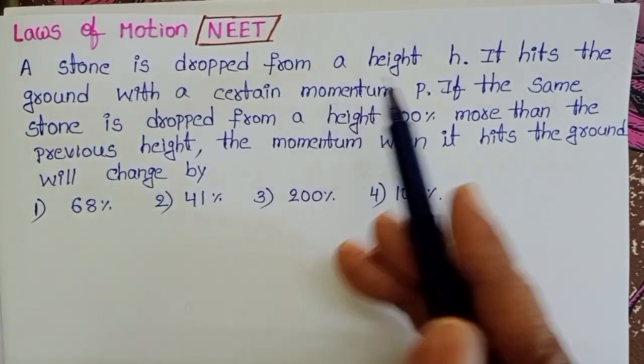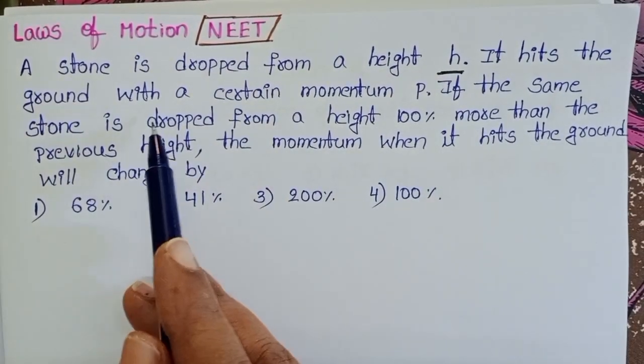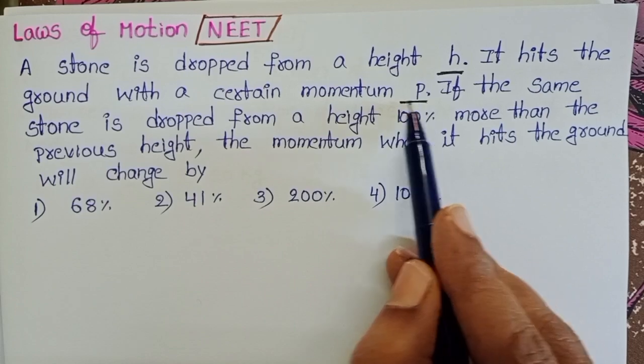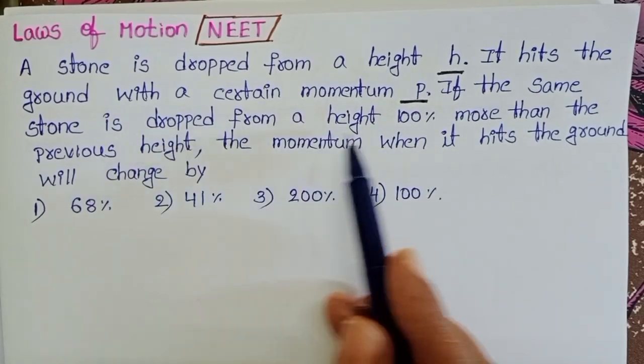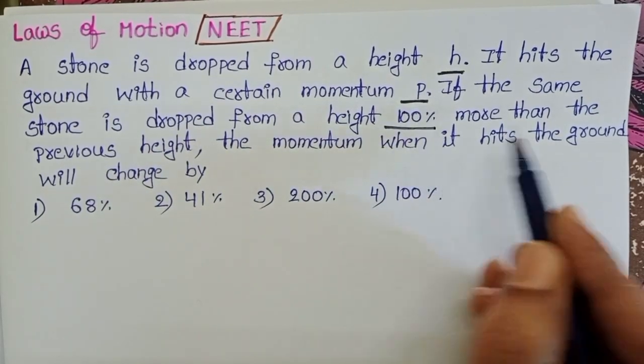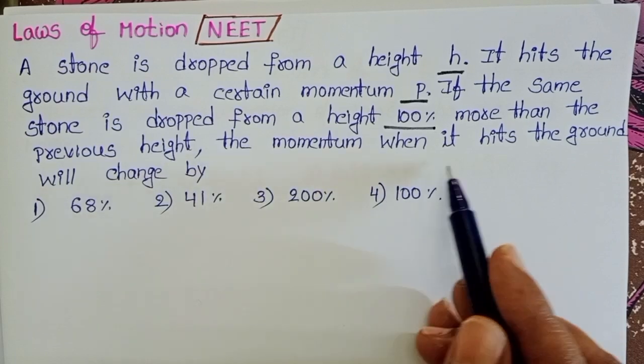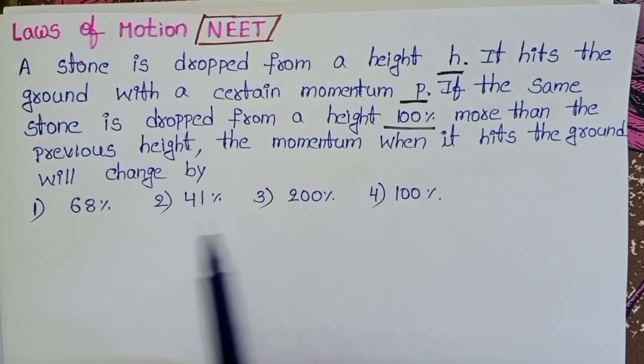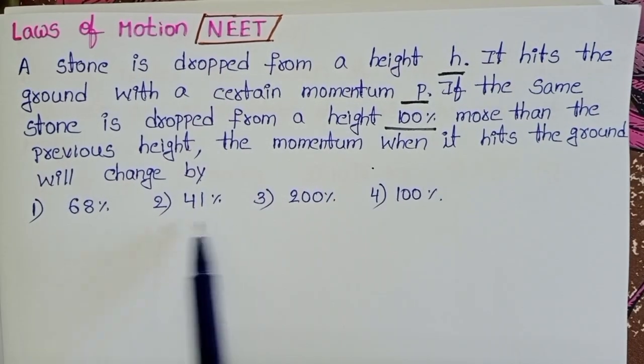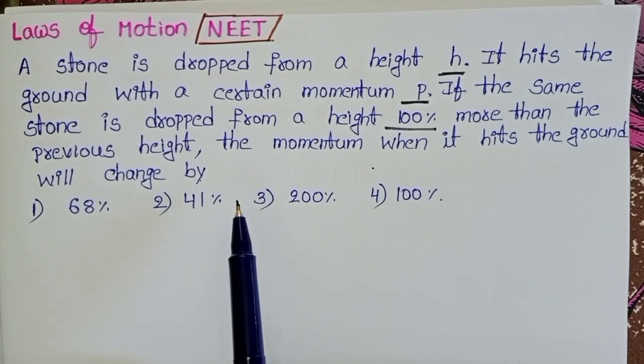A stone is dropped from a height h. It hits the ground with a certain momentum p. If the same stone is dropped from a height 100% more than the previous height, the momentum when it hits the ground will be changed by. So check the options. Here options is in percentage.